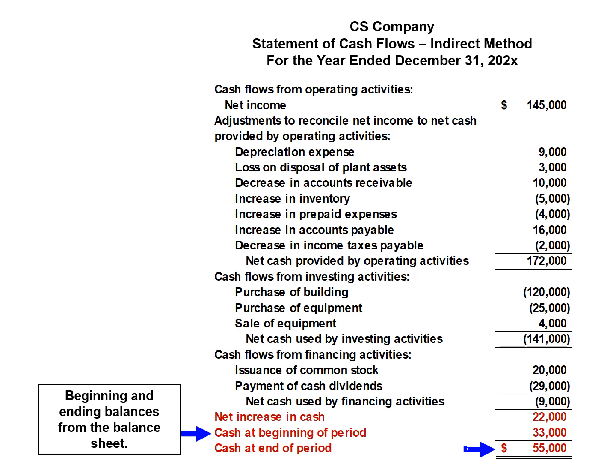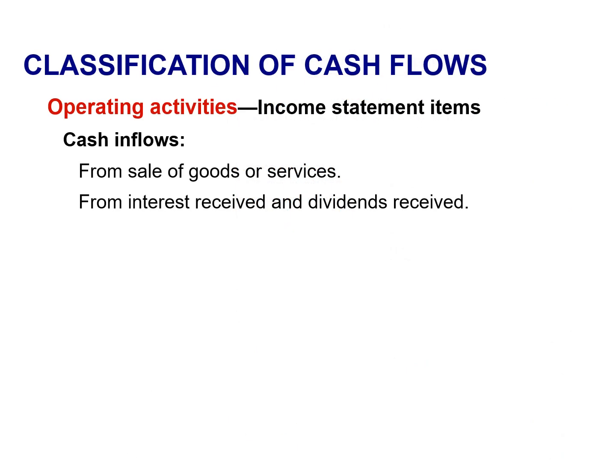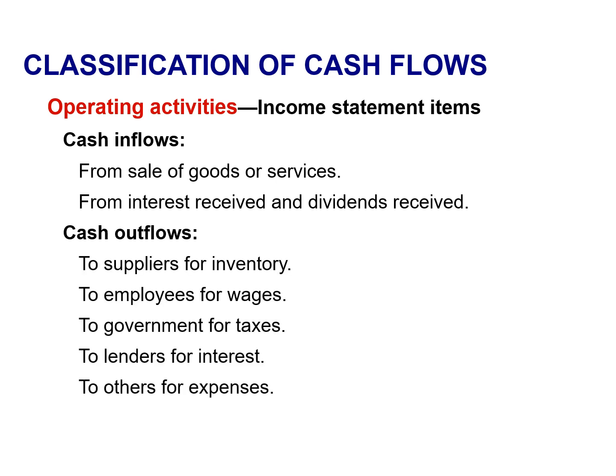The statement of cash flows reports cash inflows and outflows in three broad categories: operating, investing, and financing activities. The operating activities section focuses on the company's ability to generate cash through operations. So typical inflows are from the sale of goods or services, and typical outflows are to suppliers and employees.